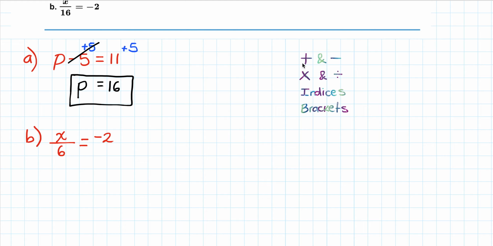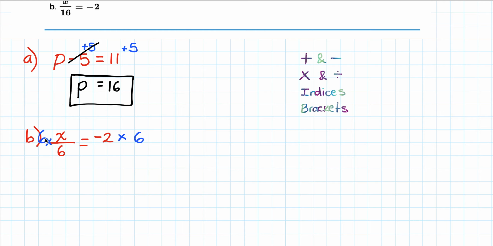Again, following BODMAS backwards. First thing, do I have an addition or subtraction? No. Then I have multiplication and division. Yes, I have X. What is happening to X is being divided by 6, so I have to undo that. To undo that, I have to multiply by 6 both sides. This doesn't look very clear, but I'm going to write it here. Times by 6.